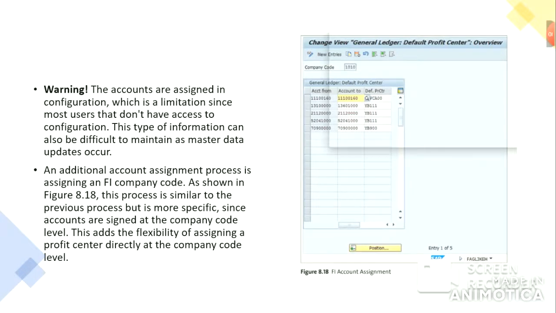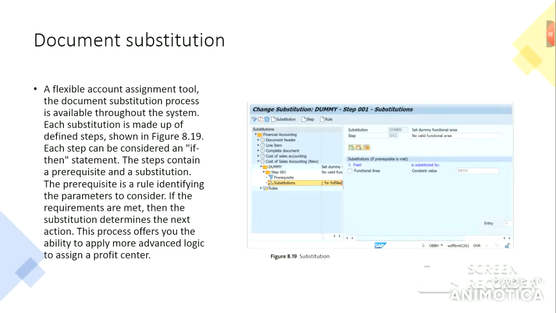An additional account assignment process is assigning a FI company code. As shown in this figure, this process is similar to the previous process but is more specific. Since accounts are assigned at the company code level, this adds the flexibility of assigning a profit center directly at the company code level.